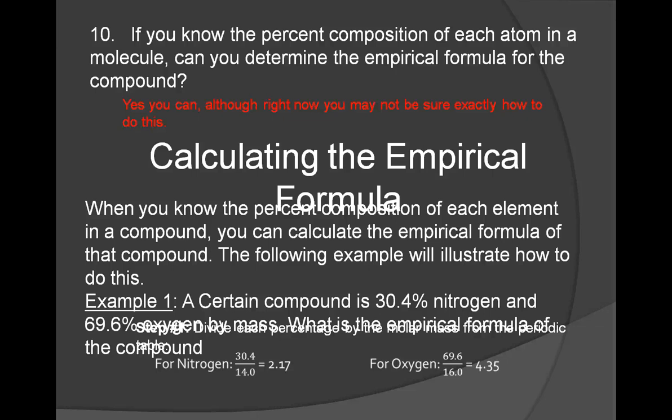Example 1. A certain compound is 30.4% nitrogen and 69.6% oxygen. Step 1. Divide each percentage by the molar mass from the periodic table.